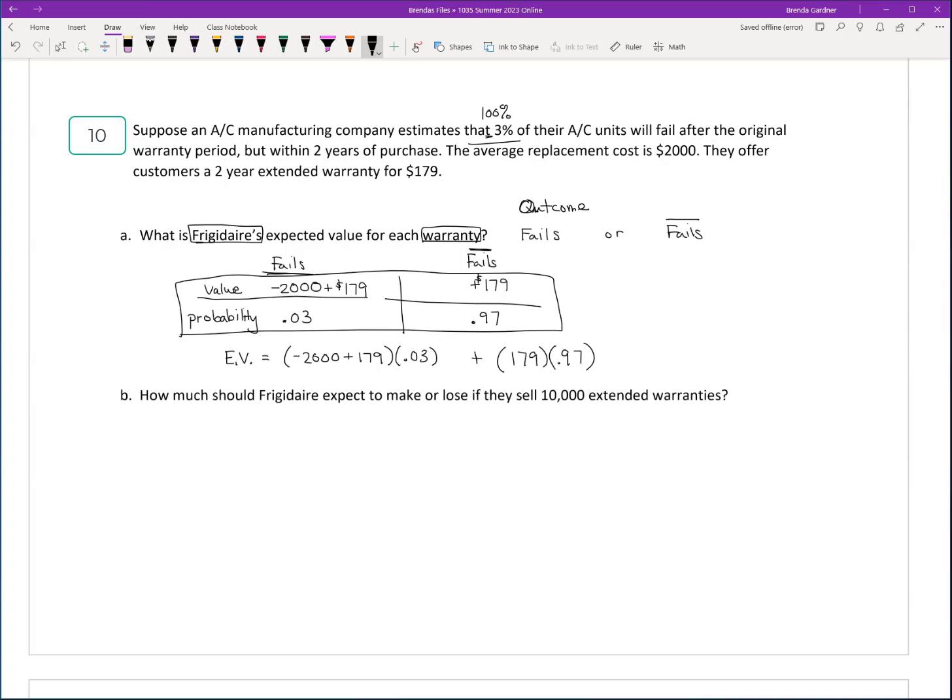How much should they expect to make or lose if they sell 10,000? What we're going to do is take our answer from A and multiply it by 10,000, because that's how much they're going to be making, again, on average. Expected value, law of large numbers: for every 1 unit, and then multiply it by 10,000.